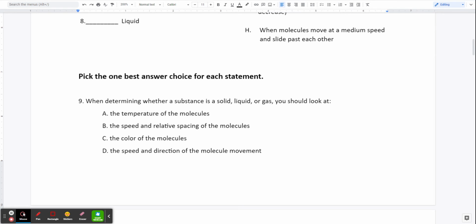So pick the one best answer choice for each statement. 9. When determining whether a substance is a solid, liquid, or gas, you should look at A, the temperature of the molecules, B, the speed and the relative spacing of the molecules, C, the color of the molecules, or D, the speed and the direction of the molecule movement.